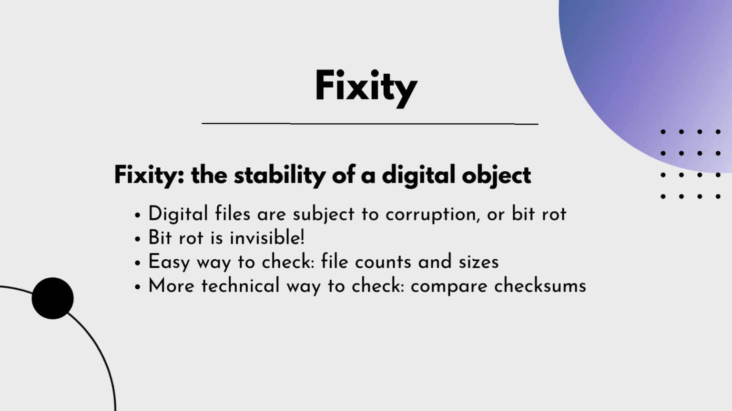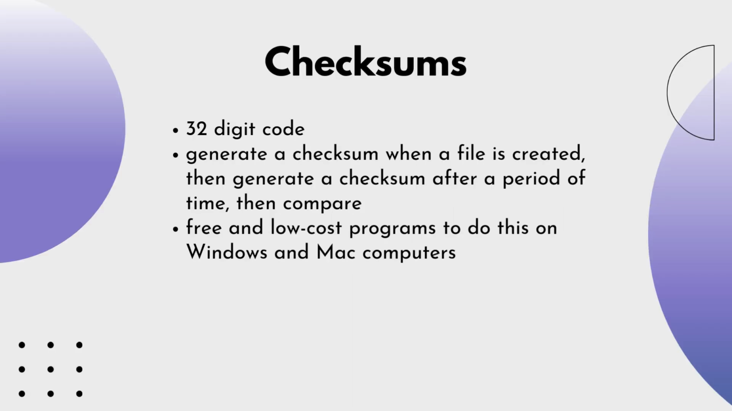There is a pretty high level way to check this. If you're looking at maybe the number of files in a folder and the sizes of those files, you can compare those over time. Again, this is where a workflow or procedure comes into place, because you have to know when you're doing this and how often. A more technical way to check this is to compare something called checksums. A checksum is a 32-digit code that can be generated for each unique file. And it can be generated when that file is created or anytime thereafter. And then you generate another checksum after a period of time and you compare them.